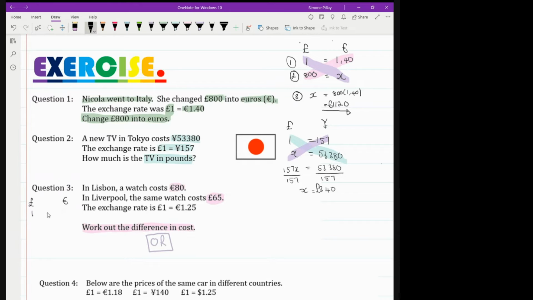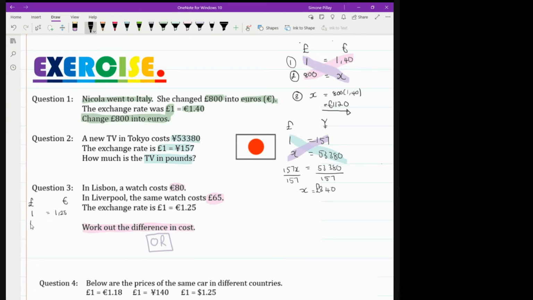I know the exchange rate is £1 is 1.25 euros. I know that I have a watch that costs 80 euros. So let's convert my 65 pounds into euros as well. Actually, what I want to do first is convert to euros first because I want to show you guys that there's actually two ways you could have done this. So what we could do is we could say, okay, I have euros. Let's convert my 65 pounds.